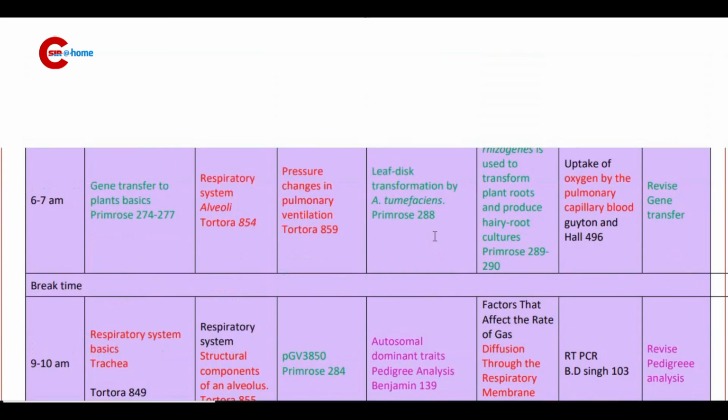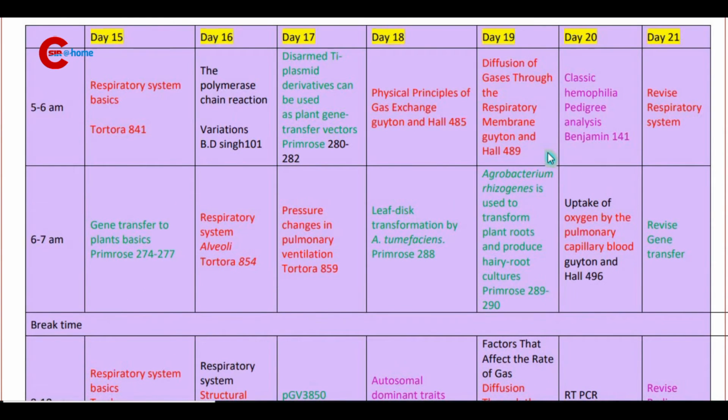Then day 19, morning you have to study diffusion of gases through the respiratory membrane. Which book to refer? Guyton. Then 6 to 7 a.m., study about agrobacterium rhizogenes. We have studied about agrobacterium tumefaciens, then study about agrobacterium rhizogenes. Okay, this is used to transfer plant root and produce hairy root cultures. Agrobacterium rhizogenes. Then 9 to 10 a.m.